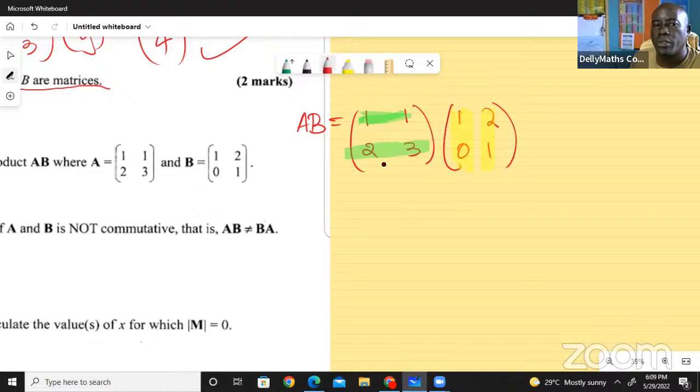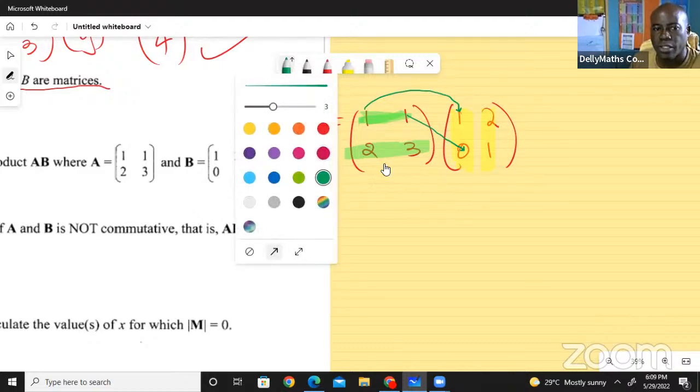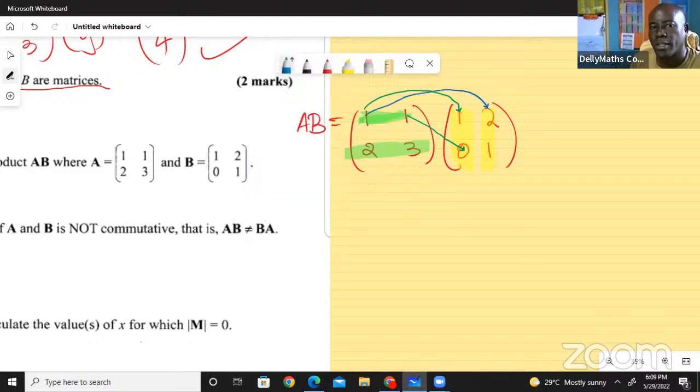So then we're going to be using 1 times 1. Check it out: 1 times 1 plus this one here times 0. That's the idea, row by column. Let me change the color so you can see what we're going to do. I'm going to go 1 times 2 plus this one times 1. That is how we're going to be utilizing the idea. All right, so let's follow. So here it is.